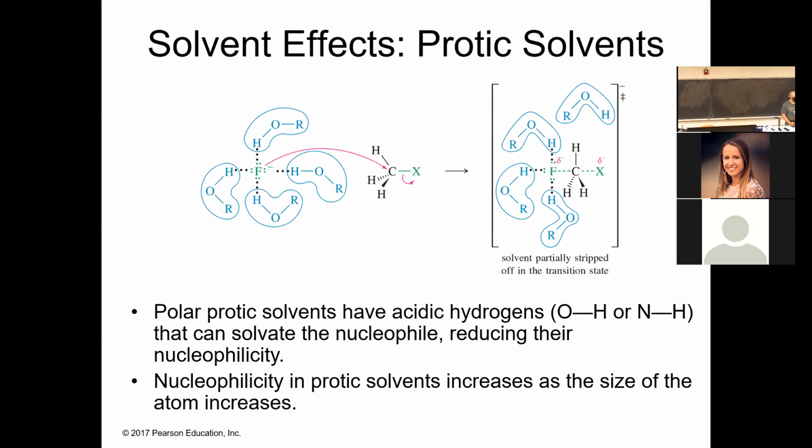Okay, let me go through solvent effects again. Polar protic solvents can hydrogen bond. They're hydrogen bond donors and acceptors. And in SN2 reactions, they surround or solvate the ion, if our nucleophile is negative, as shown here with fluoride. So fluoride has to shake loose these solvent molecules before it can attack, so that's going to slow down the reaction.